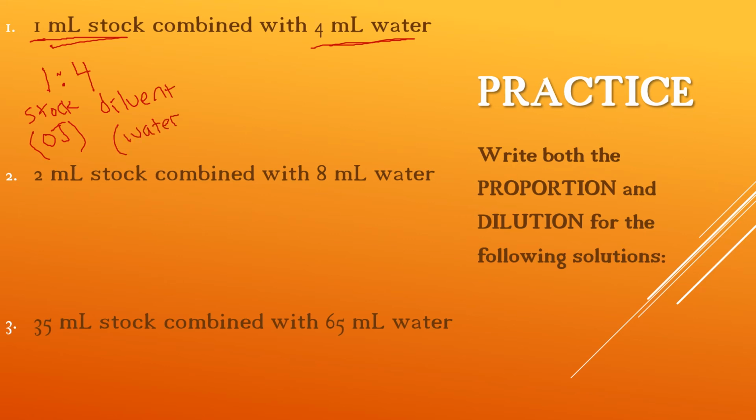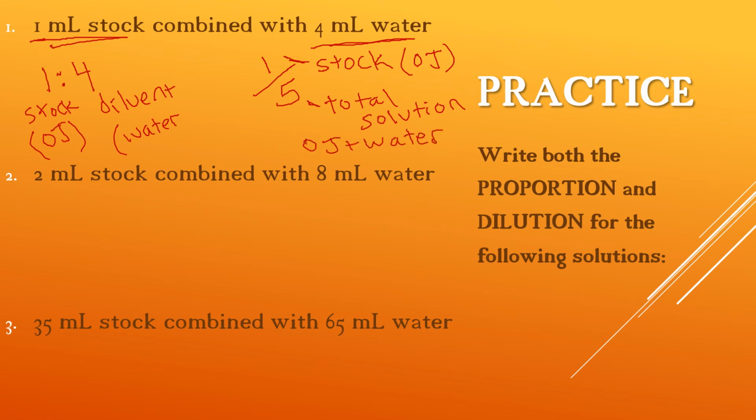Or we could write it proportionally. Now proportionally, what would we write? We would write 1/5, because 1 would be the stock, 1 part stock, or OJ, and the 5 would be the total solution that you made, which would be the OJ plus the water. So you see, you can write it as 1:4 or as 1/5, and you're saying the same thing.